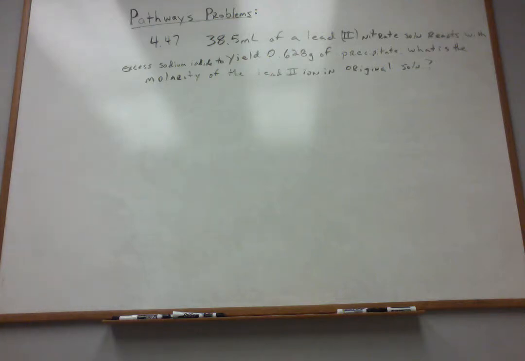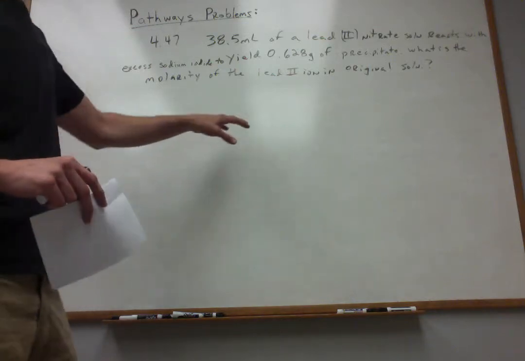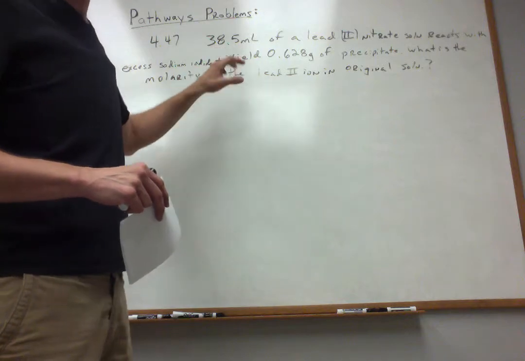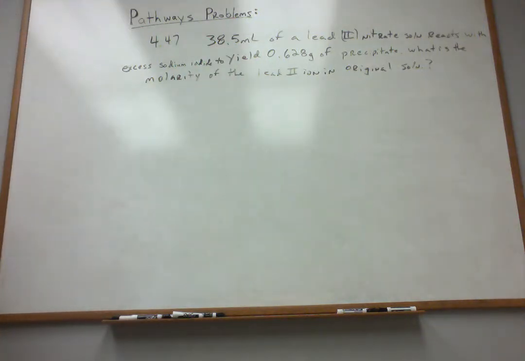It's a fun problem. It reads: 38.5 milliliters of a lead(II) nitrate solution reacts with excess sodium iodide solution to yield 0.628 grams of a precipitate. And we want to know what is the molarity of the Pb2+ ion in this original solution.